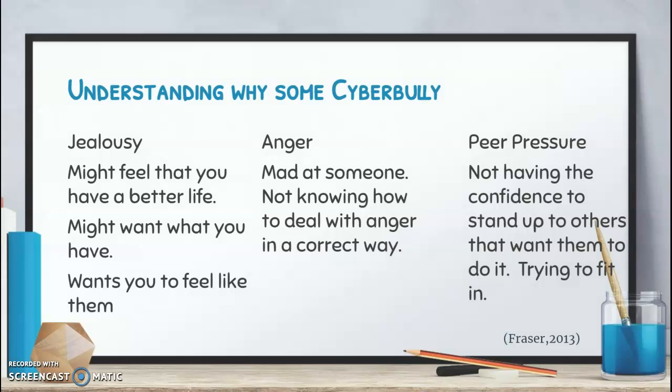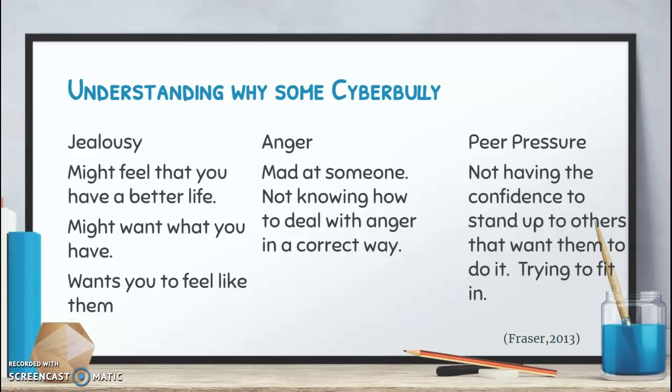So understanding why some people cyberbully. Why are there cyberbullies out there? Well, some of the reasons might be jealousy. They might feel that you have a better life than them. Maybe you have two parents. Maybe they go home every night and their parents work till 11 or 12. So they're kind of jealous that you might have a little bit better life than them. They might want what you have. Maybe you have a nicer home, a family. Wants you to feel like them. They don't feel good about themselves, so they don't want you to feel good about yourself.